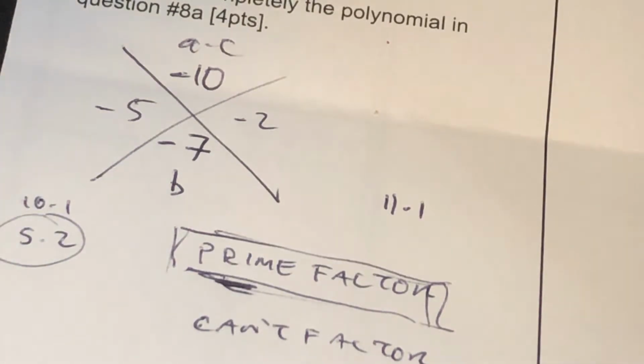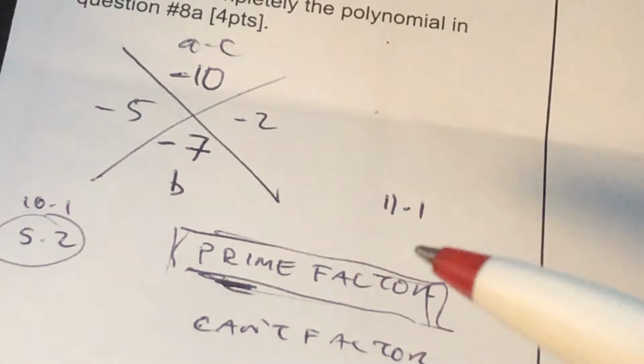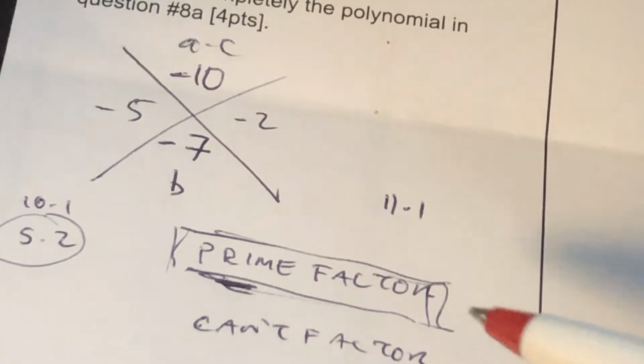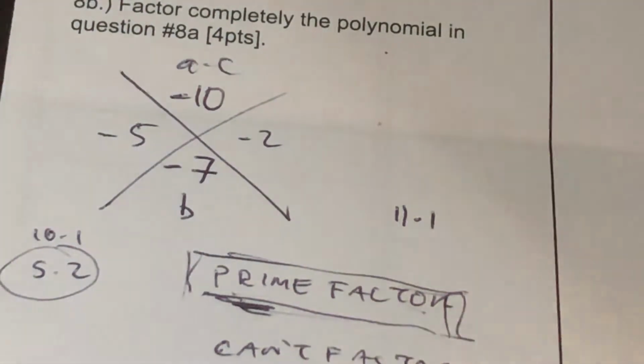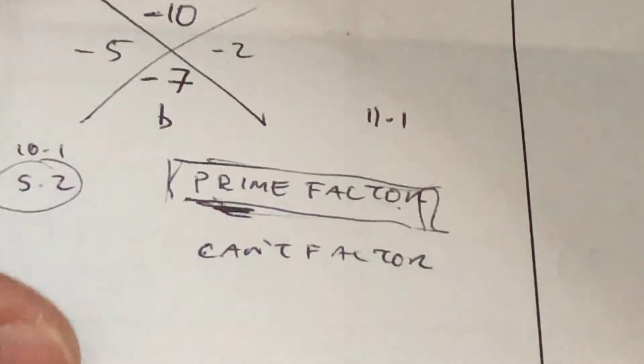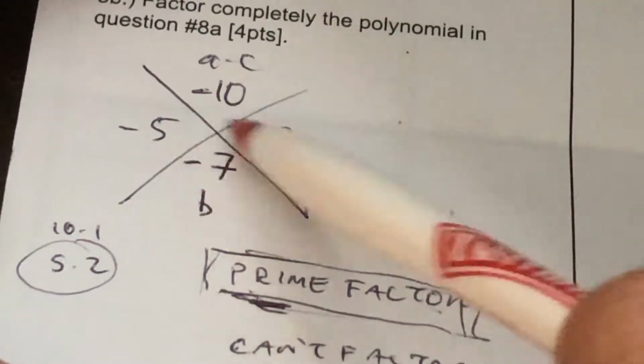Let me double check. -10 looks good to me. So to get full credit, you're going to have to write the words prime factor. I might take off some points if you write can't factor, and then this puzzle should kind of help you.